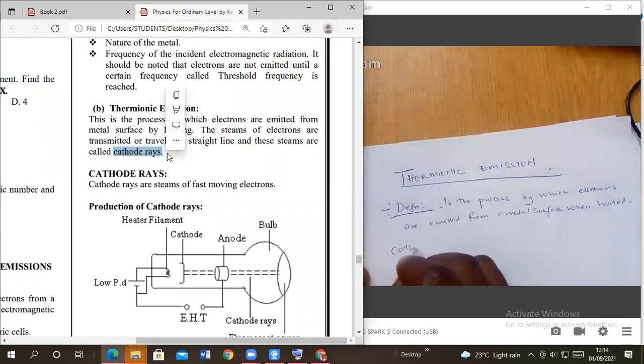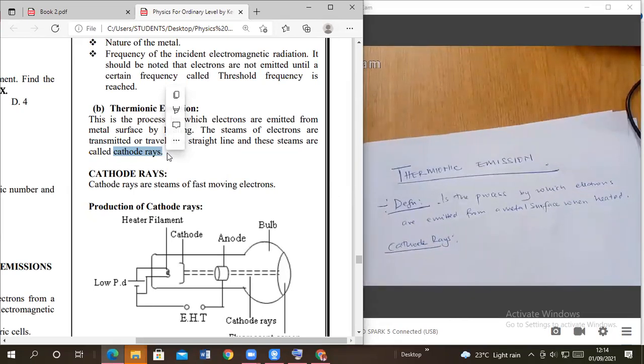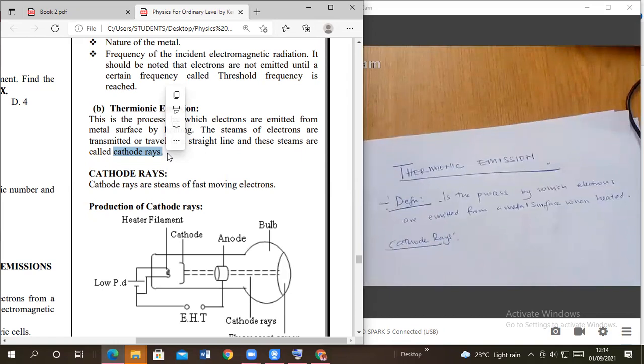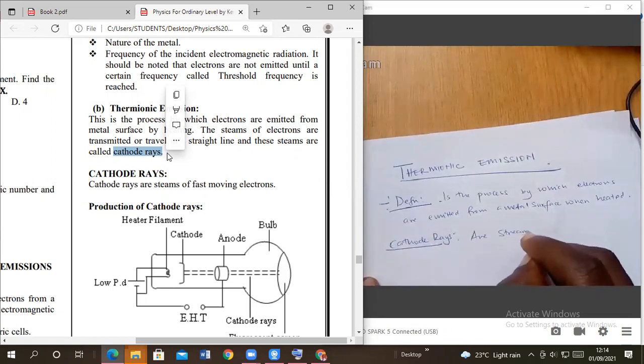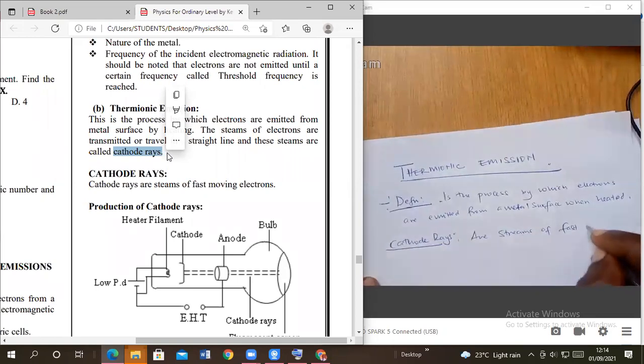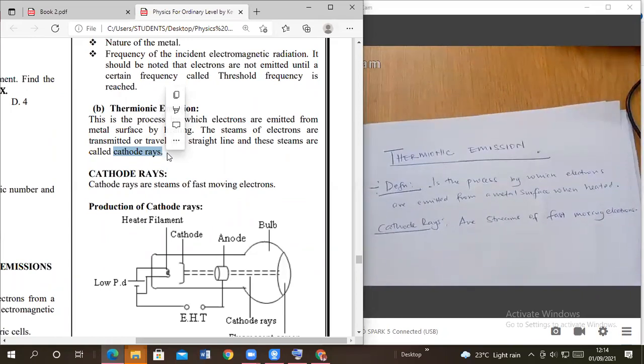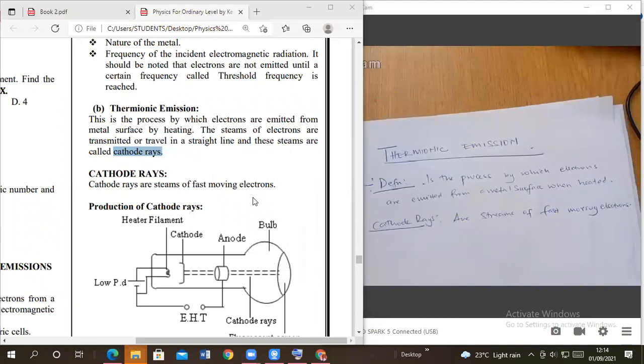And what are cathode rays? So we are now summarizing these notes. Cathode rays are streams of fast-moving electrons. Full stop. Streams of fast-moving electrons.